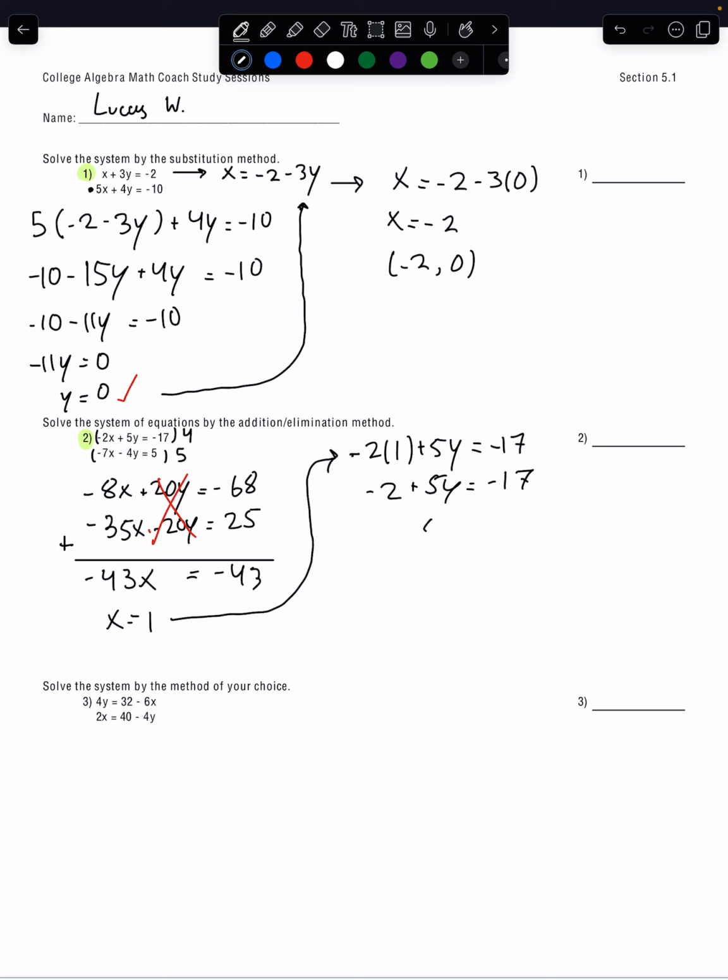We can add 2 to both sides. Divide by 5. Then we get 1 comma negative 3.